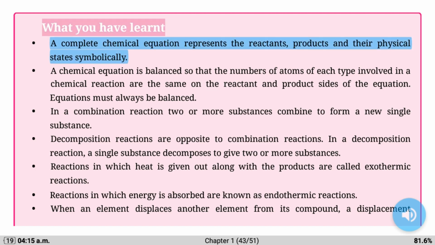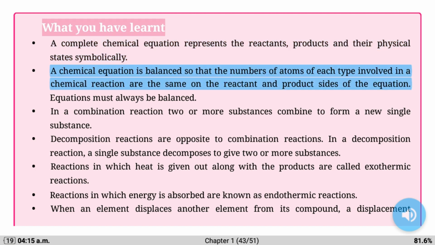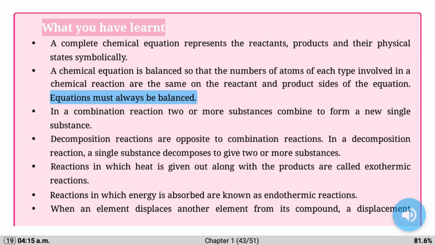What you have learned. A complete chemical equation represents the reactants, products and their physical states symbolically. A chemical equation is balanced so that the numbers of atoms of each type involved in a chemical reaction are the same on the reactant and product sides of the equation. Equations must always be balanced.